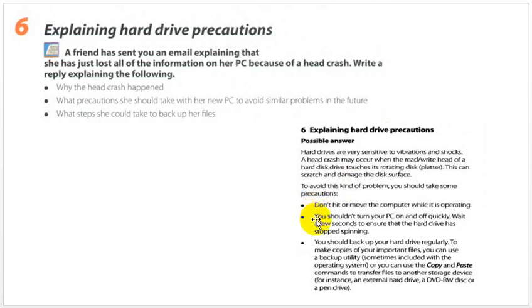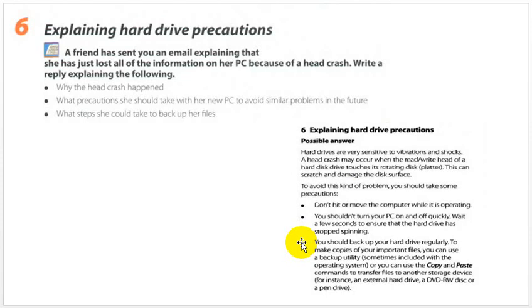The first, don't hit or move the computer while it is operating. The second one, you shouldn't turn your PC on and off quickly. Wait a few seconds to ensure that the hard drive has stopped spinning.